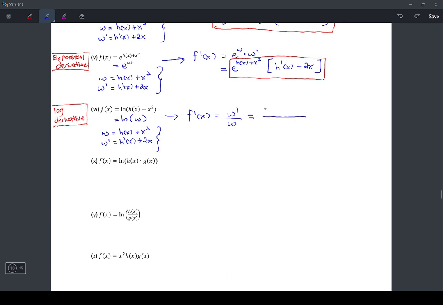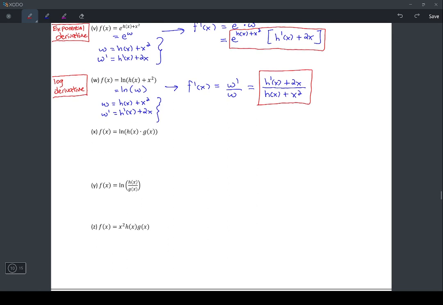I'm going to put the w prime up top, h prime of x plus 2x, and the bottom h of x plus x squared. As tempting as it is, don't cancel stuff. Don't cancel the x top and bottom because you can't. You can only cancel things that can be common factored. Nothing common factors in this. Okay, the next question has two solutions, two different ways you can write it. One way is to just say this is ln w.